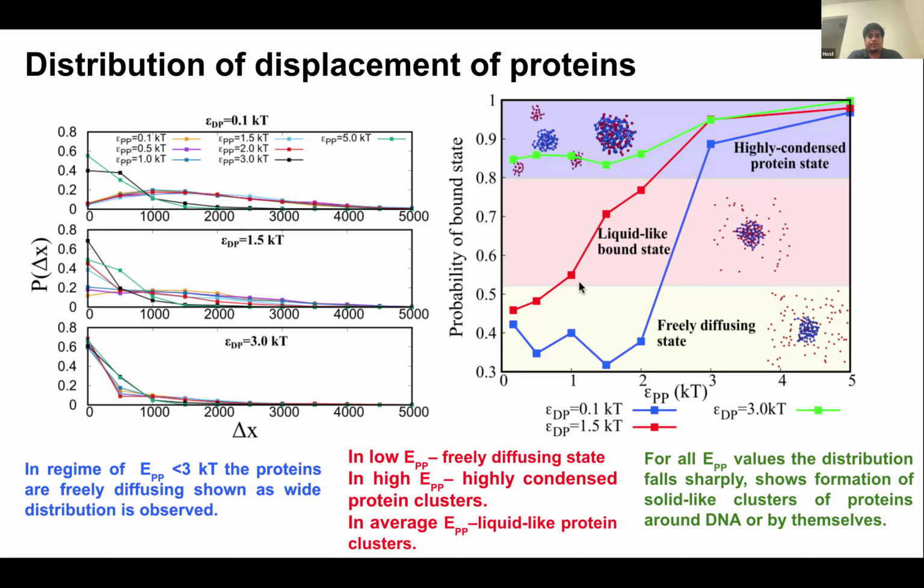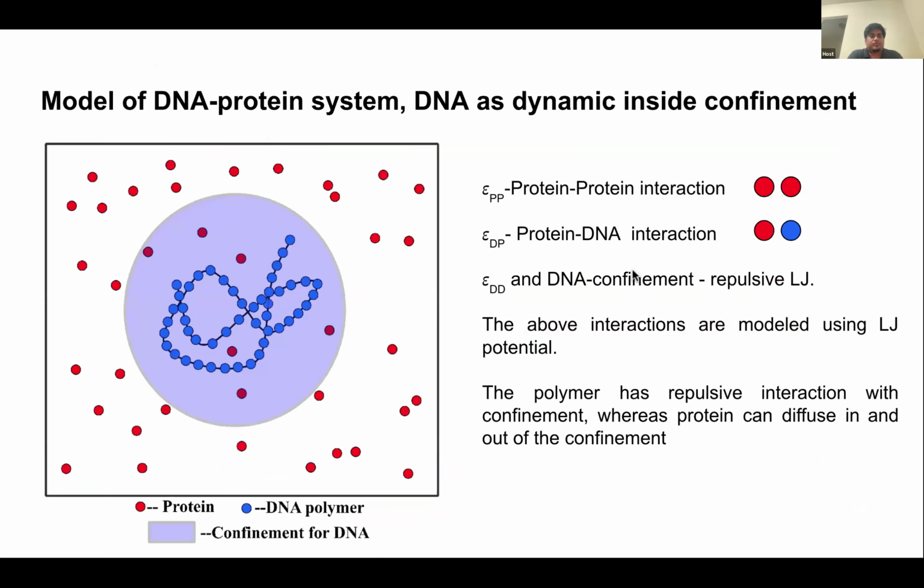So this is what we wanted. We found that a liquid-like bound state is observed at 1.5 kt of epsilon dp and epsilon pp. So we want to see how the DNA conformation affects this phase separation, or liquid-like cluster formation.